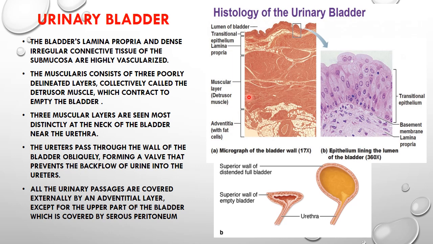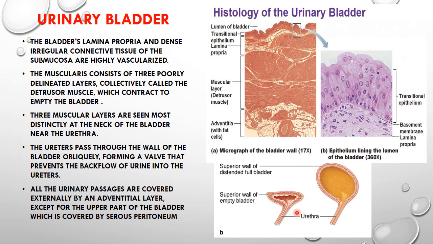Now, this is a diagram showing you the urinary bladder. You can see here that it is lined by the transitional epithelium, the mucosa, and this is the lamina propria. Below is the thick layer of muscle, which is called the detrusor muscle. This detrusor muscle is arranged in three layers: the inner layer, middle layer, and the outer layer. And then there is the adventitia.